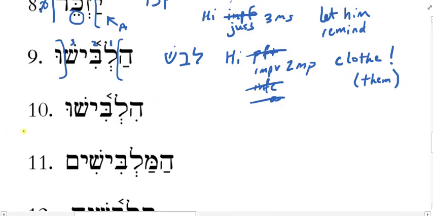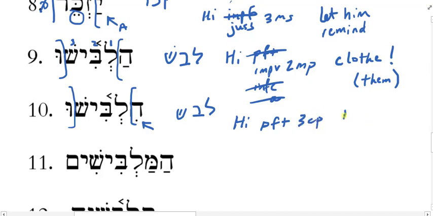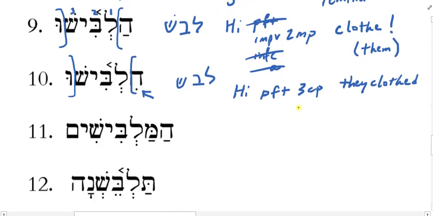All right. Now for number 10, I have almost the identical form as halbishu, except with a hireq here. Hilbishu. So, you know how to parse this now, don't you? It's lavash, it's Hifil, but it's which conjugation pattern? With that hireq right here. It's Hifil perfect. And if it's Hifil perfect, the shureq is 3CP. Good. And how would I translate this? They clothed, they arrayed someone in clothing. They clothed someone. Good.